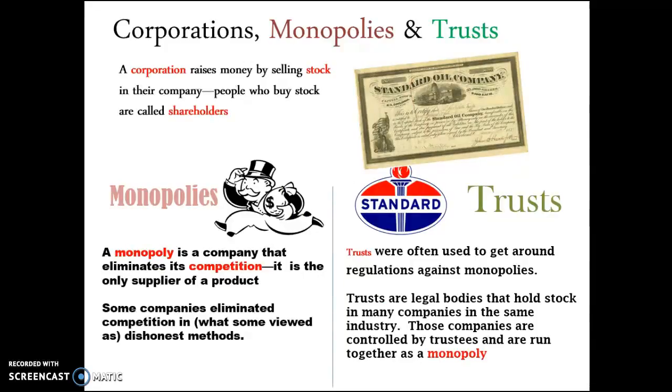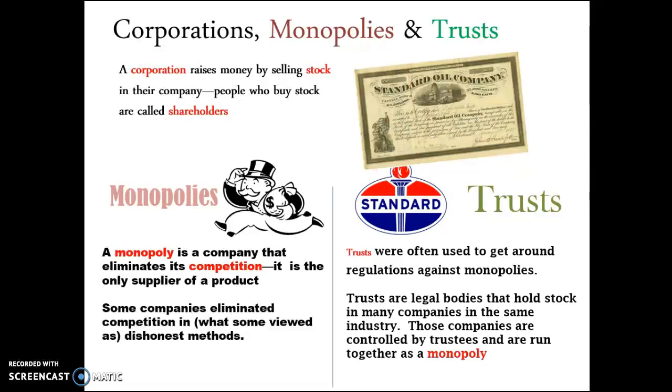This is where you're going to see the development of corporations, monopolies, and trusts. A corporation raises money by selling stock in their company. People who buy stock are called shareholders, like Walmart. You can buy Walmart stock. You can buy Best Buy stock because they're big corporations.